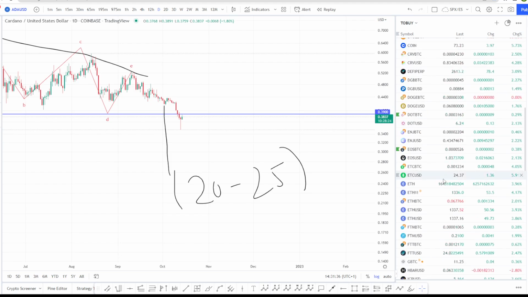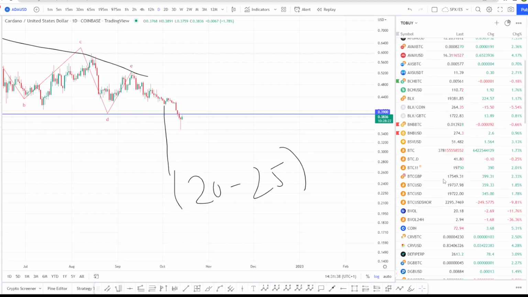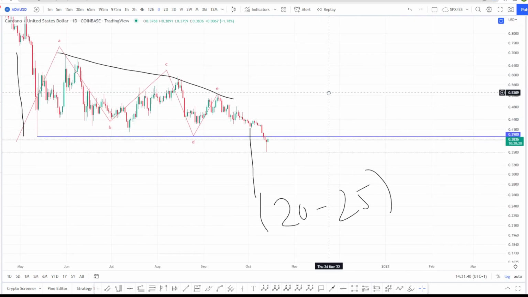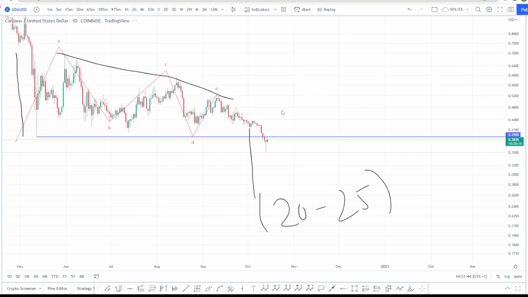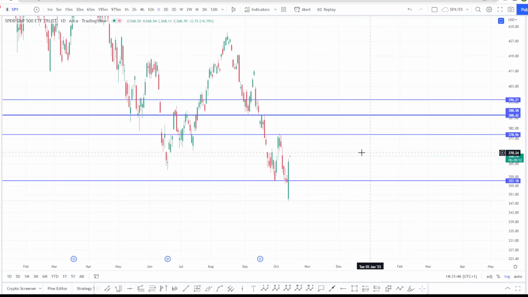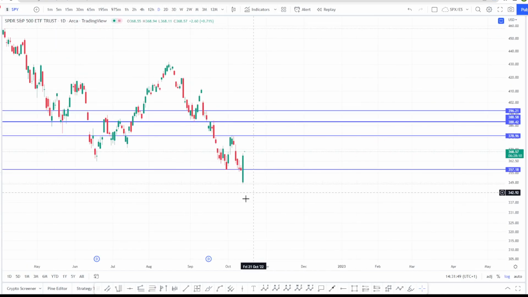There's some argument to be made one could dollar cost average in now. The problem with that is, as the market opened, so it's been open a minute, is that these rallies are not to be trusted. It's very hard to trust any of these rallies.